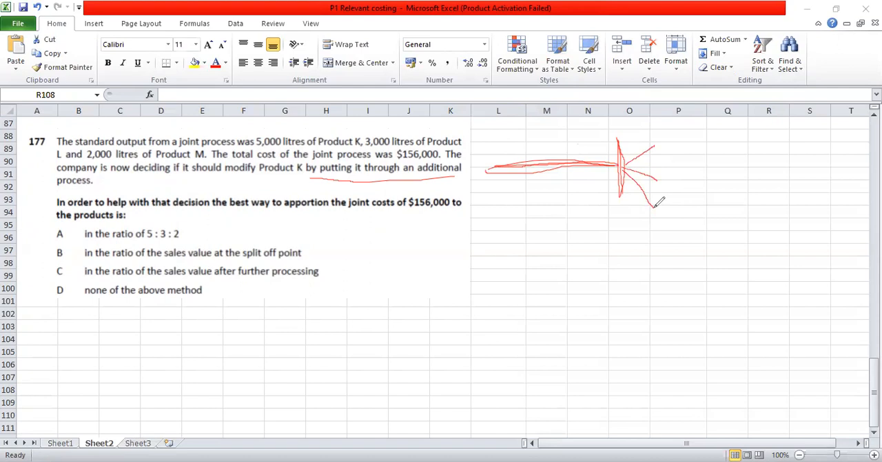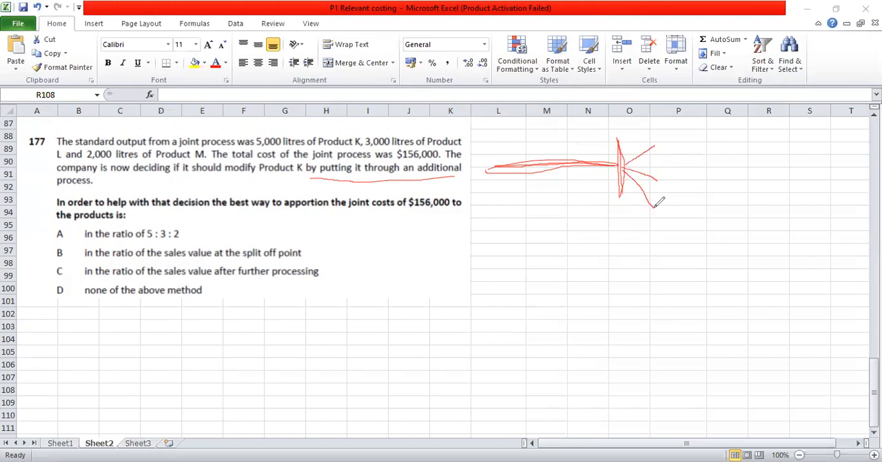So we compare these two things and talk about what is the incremental revenue. Then we talk about what are after separation costs. That is the incremental cost. Then make a comparison between the incremental revenue and the incremental cost to decide whether it should be sold at the split off point or after further processing.